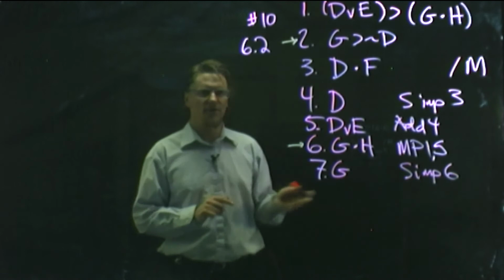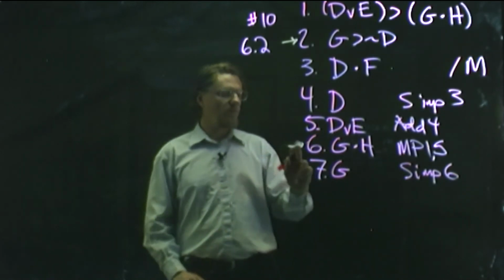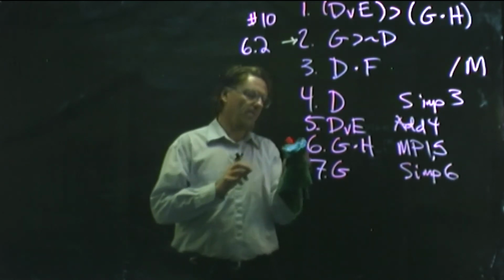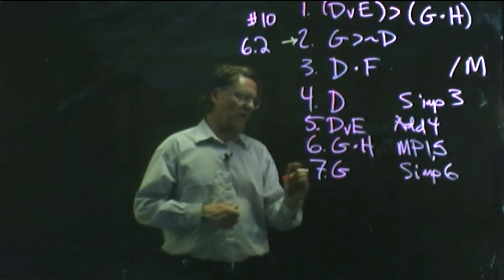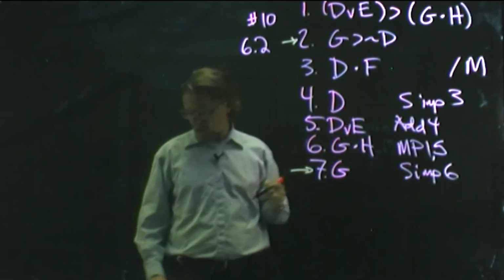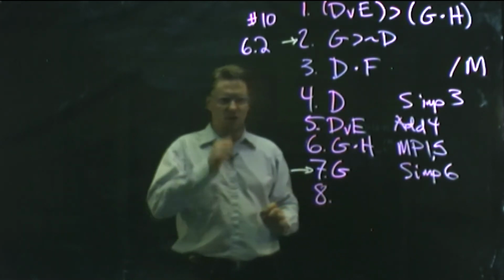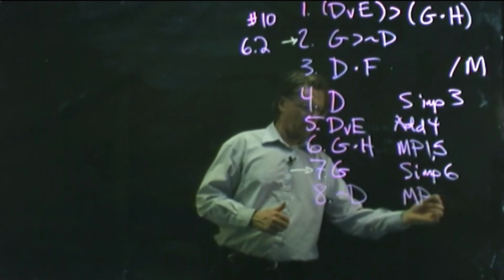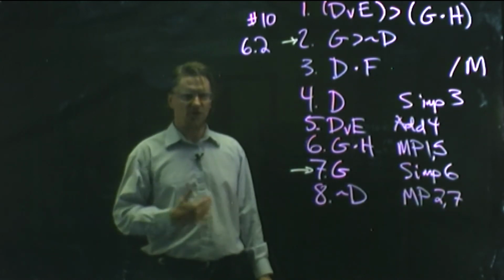to simp the G off of line 6, because now, just adjusting our focus here a little bit, we have in lines 2 and 7, P horseshoe Q and P. That's once again modus ponens. And so in line 8 here, we can get tilde D by modus ponens 2 and 7.